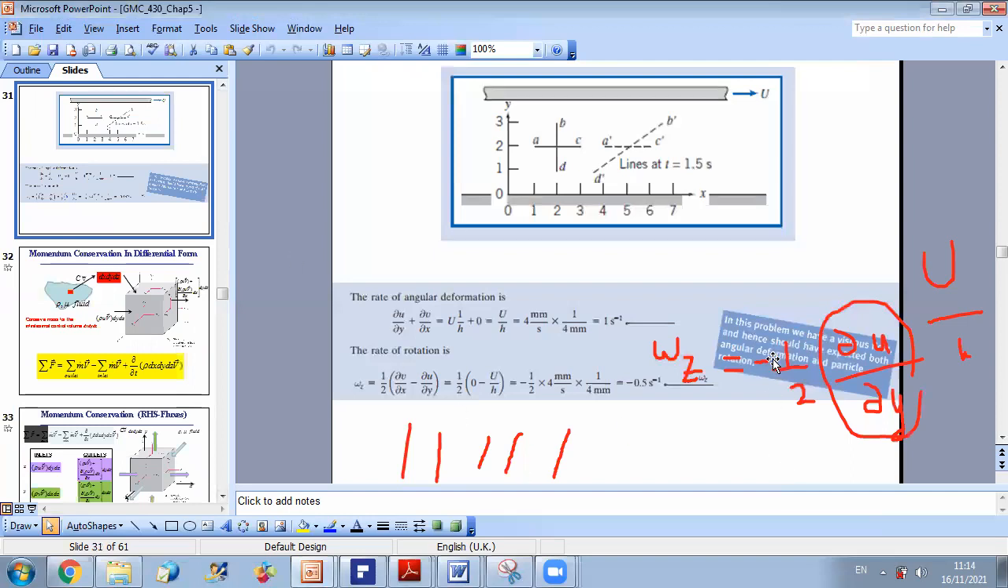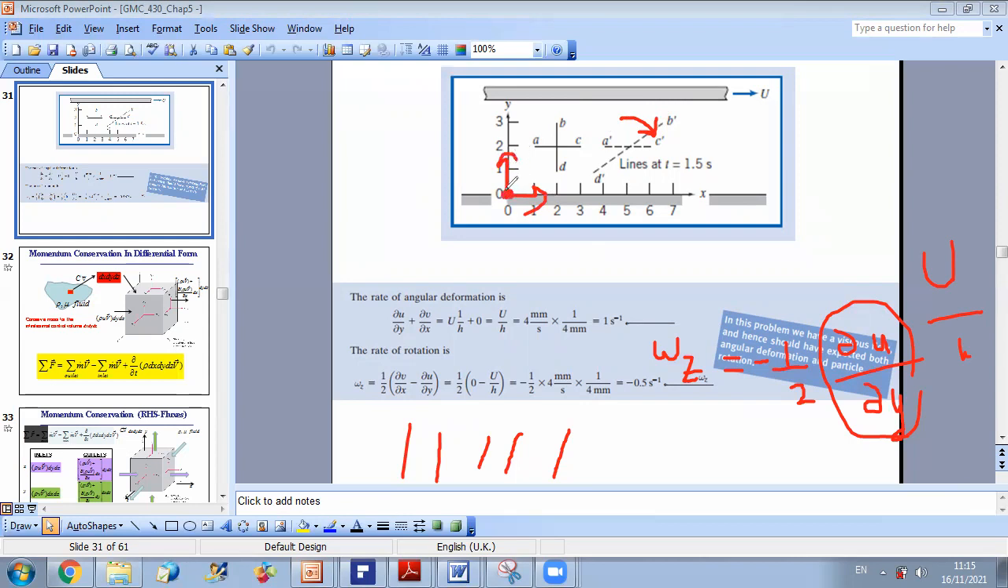And why is it negative here? You can expect this because look how BD is turning. BD is turning clockwise. So omega Z is negative because this is I, this is J, and K is positive towards you, perpendicular to the screen. So positive omega Z is counterclockwise, while negative omega Z represents clockwise rotation. And here the rotation of BD is clockwise, so we expect that omega Z is negative. Okay. Any questions on this?